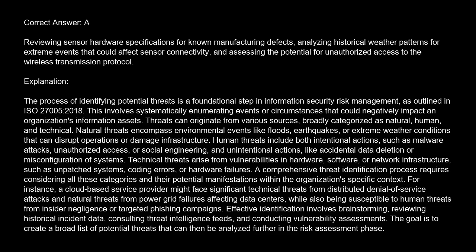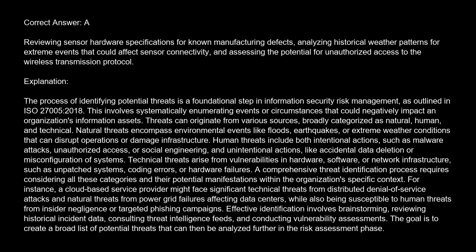The correct answer is A. Reviewing sensor hardware specifications for known manufacturing defects, analyzing historical weather patterns for extreme events that could affect sensor connectivity, and assessing the potential for unauthorized access to the wireless transmission protocol. Explanation. The process of identifying potential threats is a foundational step in information security risk management, as outlined in ISO 27005-2018. This involves systematically enumerating events or circumstances that could negatively impact an organization's information assets.